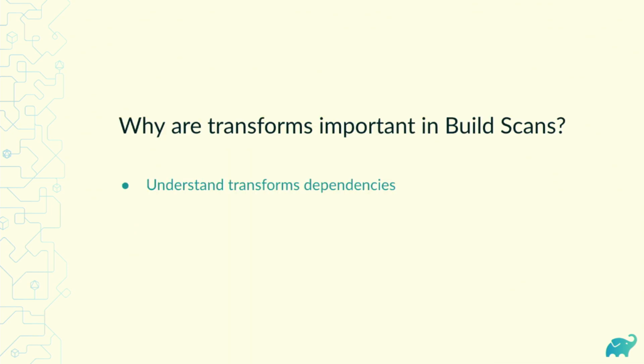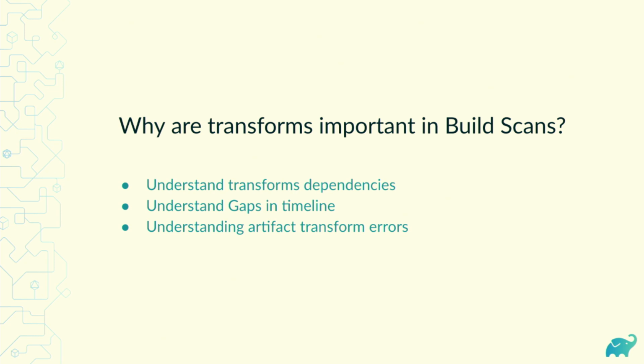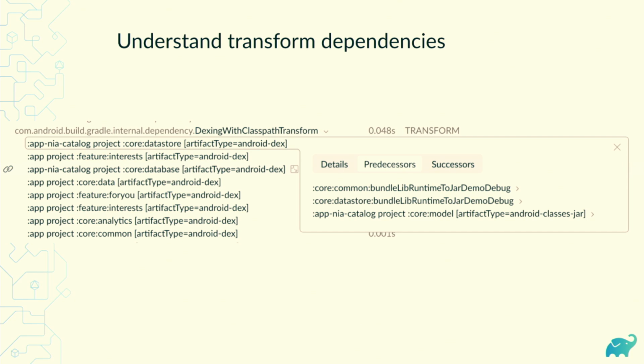So why is it important? This helps you understand transform dependencies, understand gaps that were previously in the timeline, and it helps you understand artifact transform errors. I'll get into each one of those. The first one, understanding artifact transform dependencies. As I mentioned earlier, artifact transforms can depend on other tasks, and they can also depend on other transforms. You can click the predecessors tab in the details of a transformation to see the other transforms and tasks that transformation depended on.